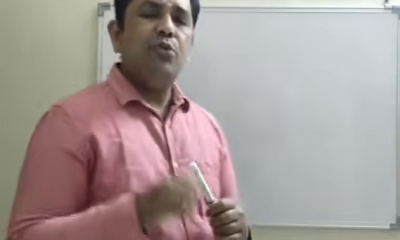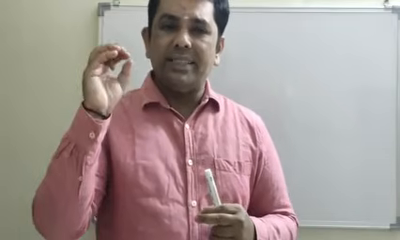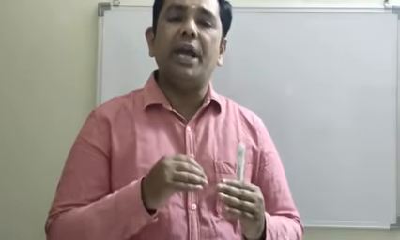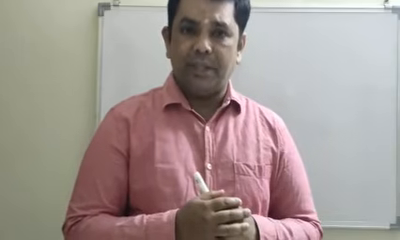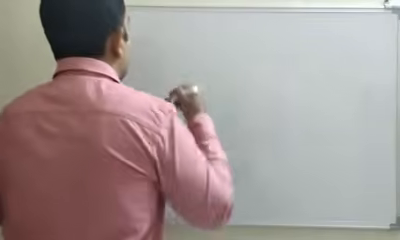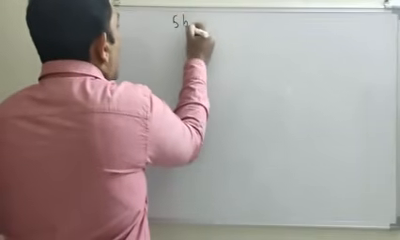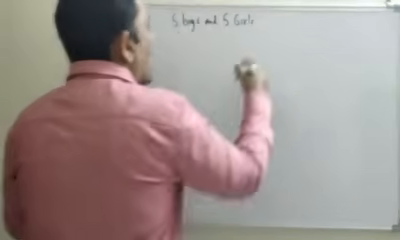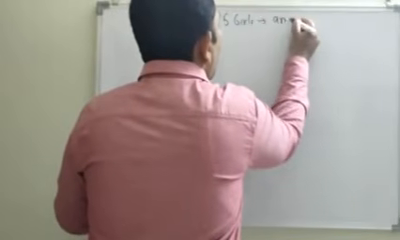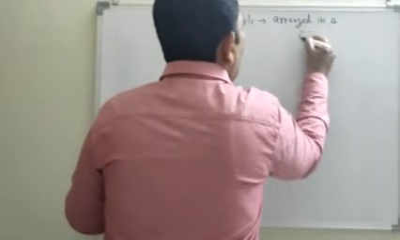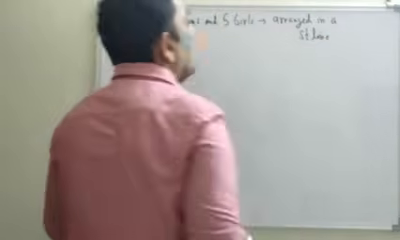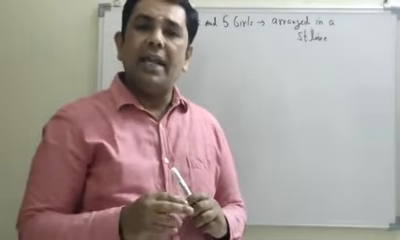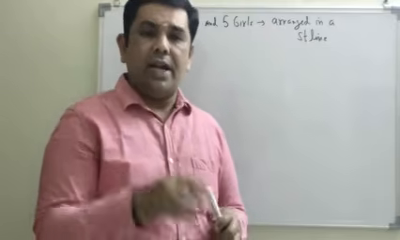Now what I am going to do, children, is I am going to take a standard set of data, and using that data I am going to share different questions with all of us. Please listen carefully. Suppose we have 5 boys and 5 girls. They are to be arranged in a straight line. I'll take different questions and try and share it with you.